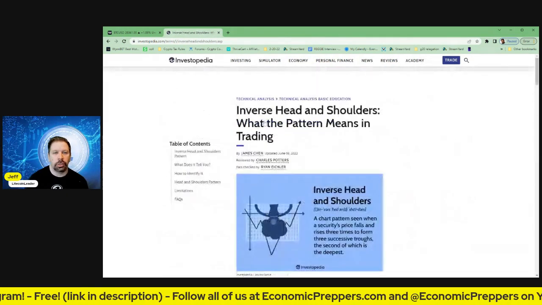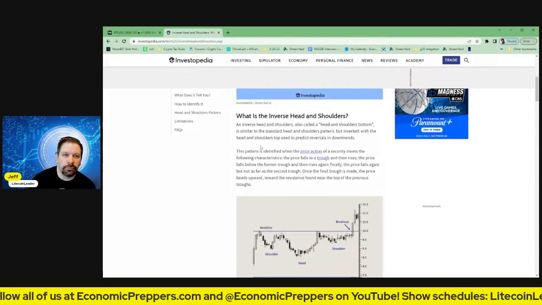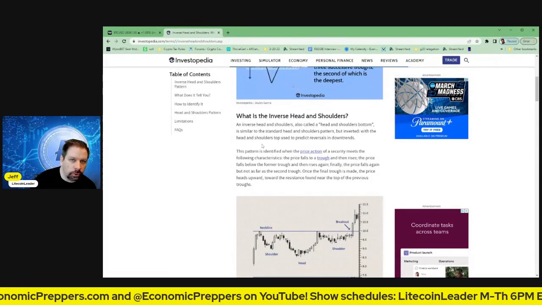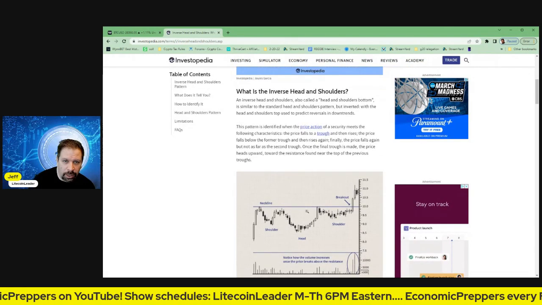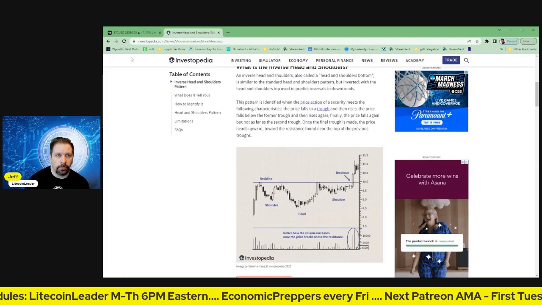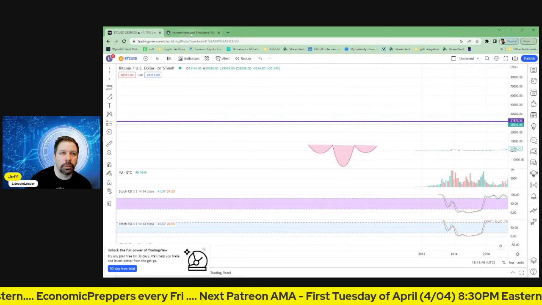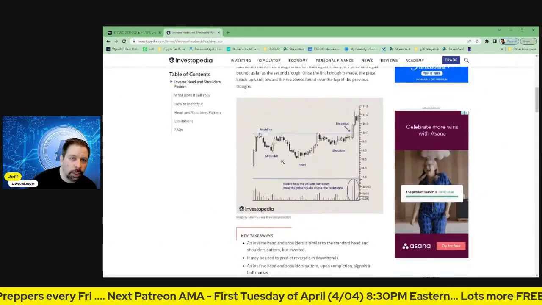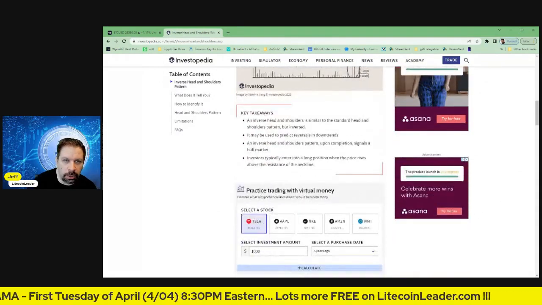What does the pattern mean? So, inverted head and shoulders. What's the inverted head and shoulders? It's also called head and shoulders bottom. It shows that there's the neckline, there's the shoulder, the head, the shoulder. That's basically what I just drew over here. Shoulder, head, shoulder. And then there's going to be a breakout. When the breakout happens, that's when you're supposed to jump in.